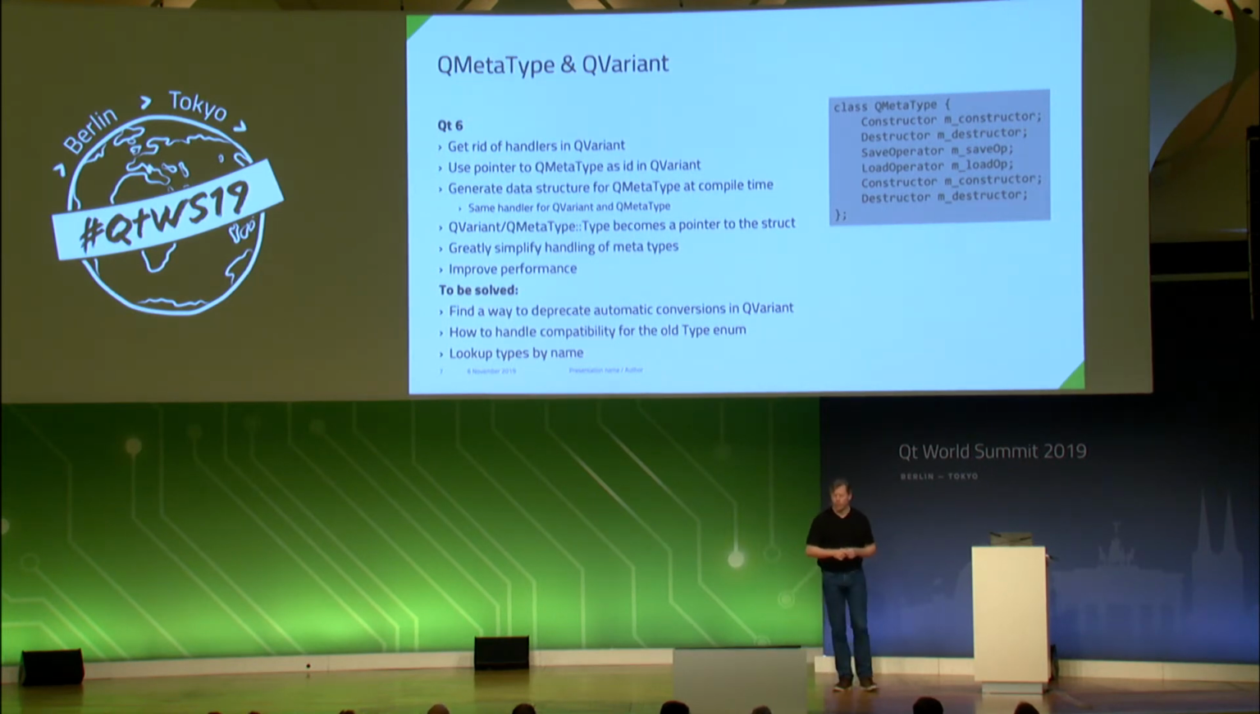But there are some issues that we still need to solve on the way. We need to find a way to deprecate those automatic conversions in QVariant in a good way, so that you'll know when you're doing those and when you need to work with that. We'll need to find out how to handle compatibility for the old type enum that we have. And the final last thing that we need, in a very few places, is we have a string name, and for introspection we want to look up the meta type by name. That means we still need some way to register those and find those.